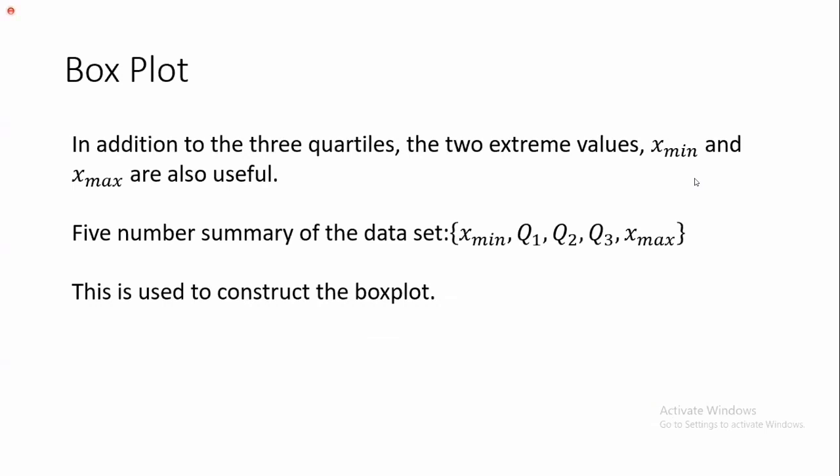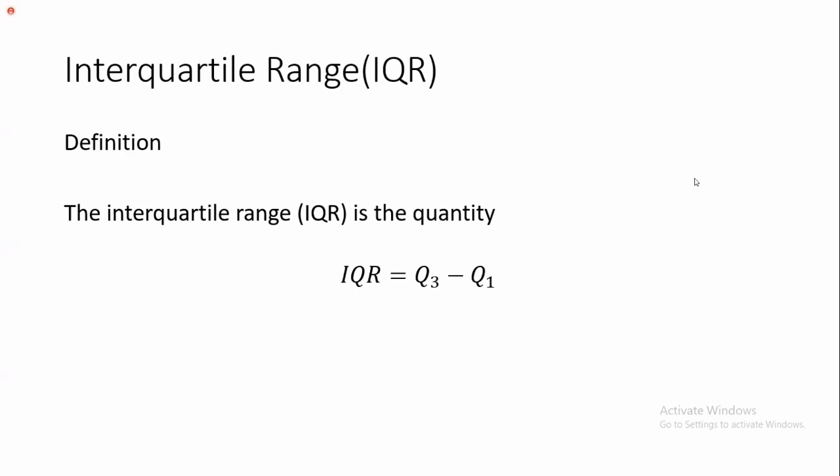That is called box plot. Let's move on to the next topic, interquartile range. The definition is given as Q3 minus Q1. That means the difference between the third quartile and the first quartile. You know how to find Q3 and Q1 for a particular data set.